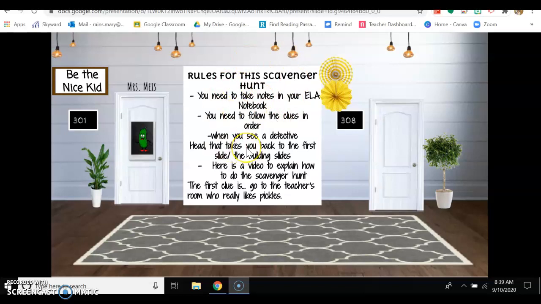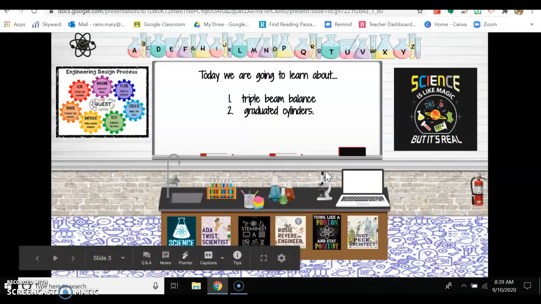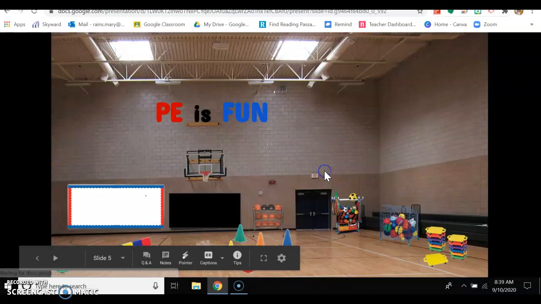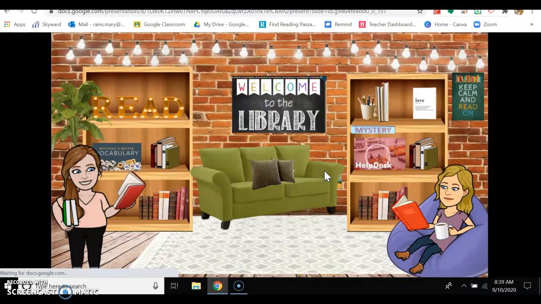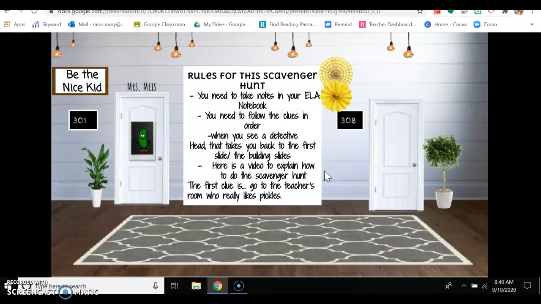On the first page, there are the actual rules or guidelines that you need to follow. But this is not the only page that you will be going through and navigating. So I just wanted to show you this real quick, that there's a couple of hallway pages, there's a science classroom, there's the library, there's the gym. All of those are fair game when you're looking and you're following these clues.